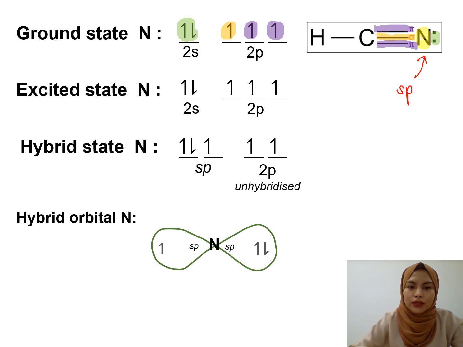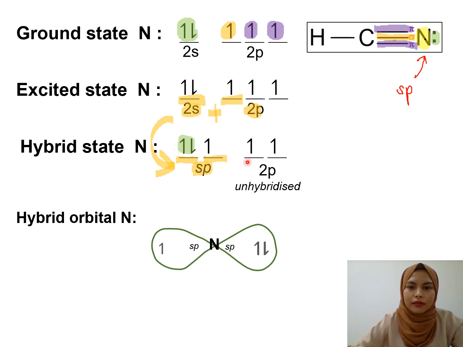Okay, so apa yang berlaku ialah satu orbital dekat 2s ni akan bergabung dengan satu orbital dekat 2p supaya dia dapat form dua sets of sp hybrid orbital. Okay, ngam lah tu, sebab yang ni akan jadi lone pair walaupun dia hybrid orbital sp, but this one akan jadi lone pair, and this single electron pula kat sebelah ni akan ready untuk buat sigma bond bersama carbon punya hybrid orbital.